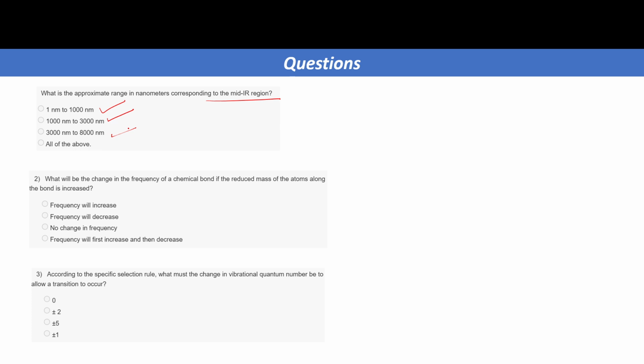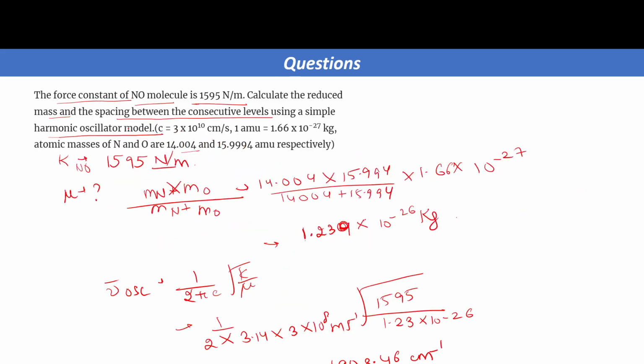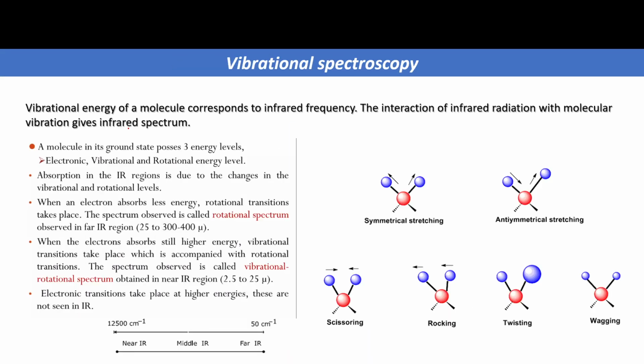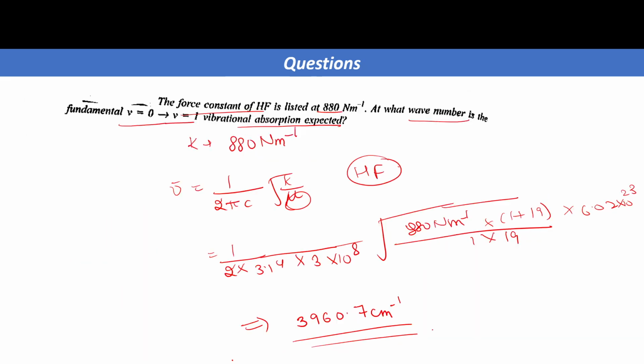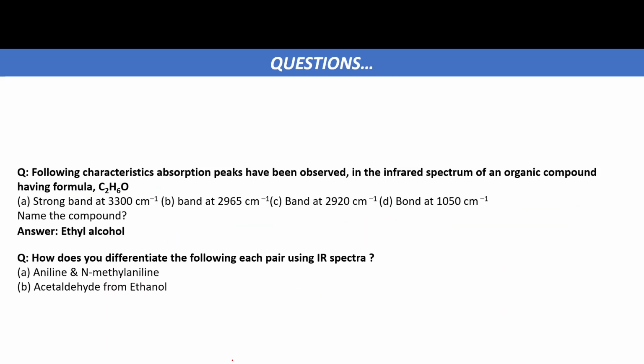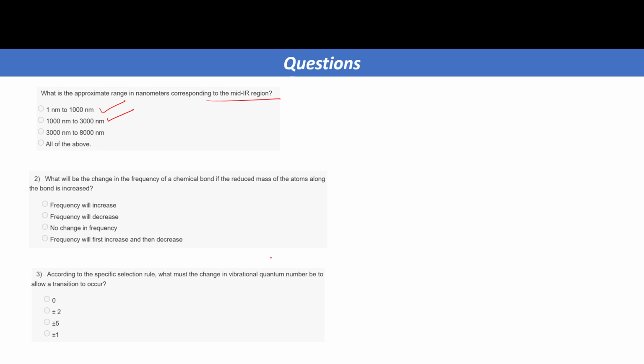So we already discussed, from the first slide, that for the mid-IR the range is 2.5 micron to 50 micron. So we just compare. We know 1 micron, if we convert this into nanometers, it will be 3000 to 8000 nanometer.